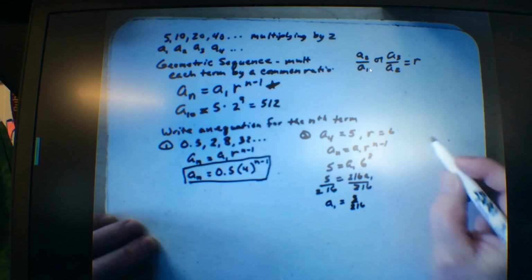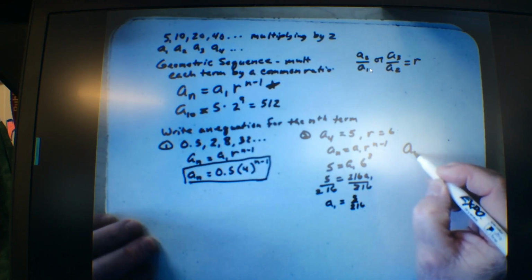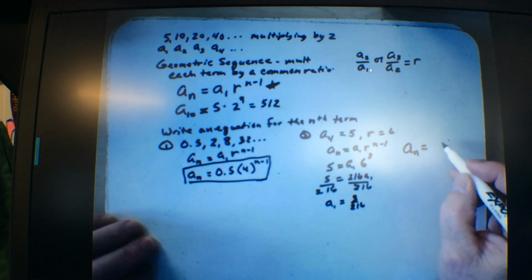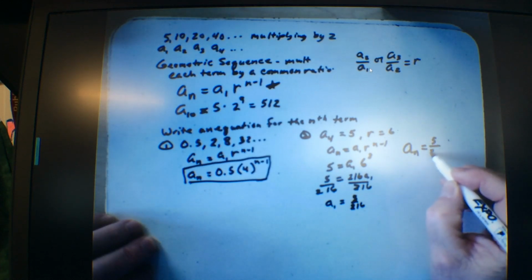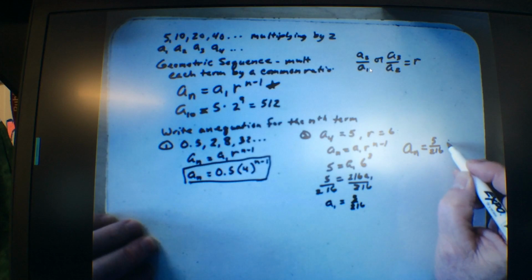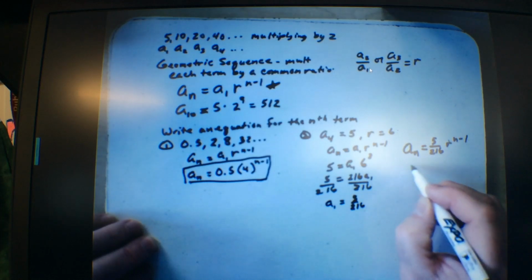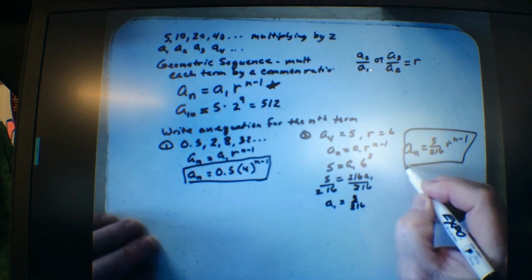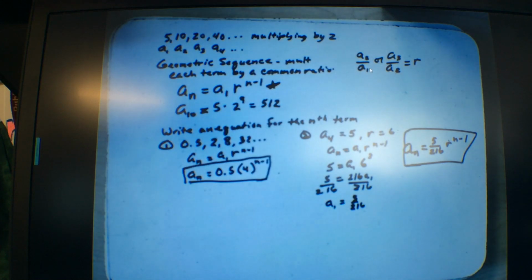I have to go back into this formula. Are you following me, Harper? Yeah. a sub n equals 5 over 216 times r to the n minus 1, and there's my formula. What is r again? r is the common ratio. It's what you're multiplying each one by. Okay? You know how to do that now.